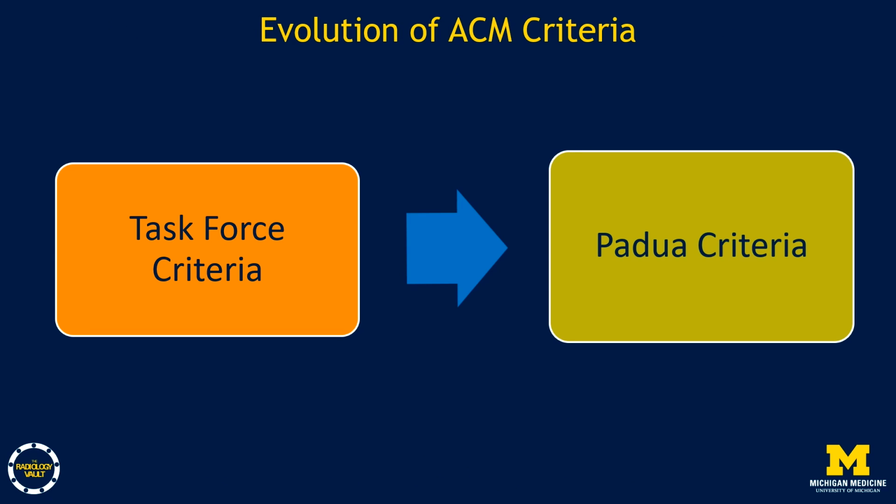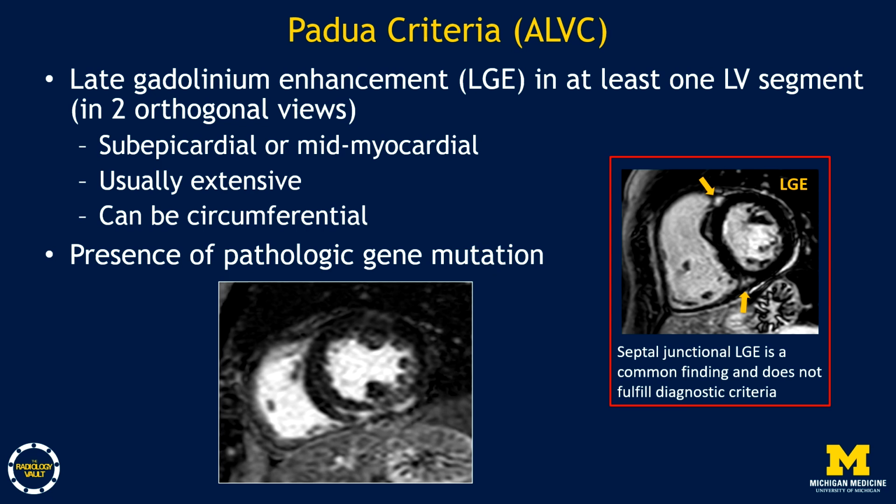As understanding evolved, it became clear that ARVC is just one subtype among a broader range of diseases, prompting the creation of the Padua criteria. This framework includes updated and new criteria for diagnosing ARVC, ALVC, and biventricular variants. Let's explore how to use the Padua criteria for a suspected ALVC case.